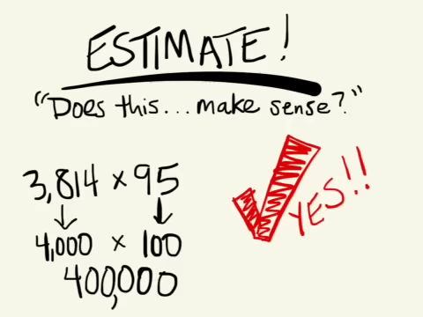So, does this make sense? Yes. We know that our estimate was an overestimate because we tweaked both of the numbers up, so we know that our actual answer should be less. And in fact, it is. It does make sense. And hopefully the traditional algorithm makes more sense to you as well.